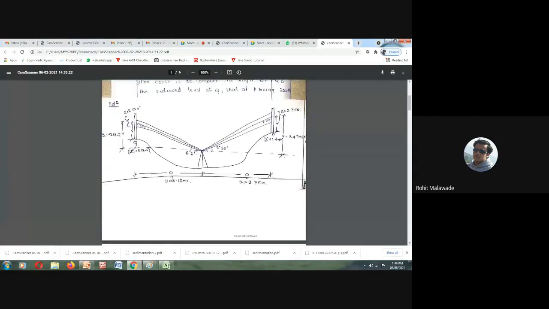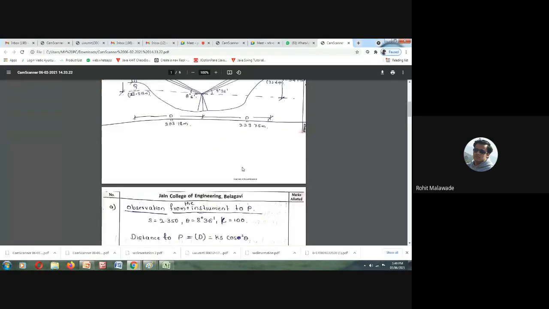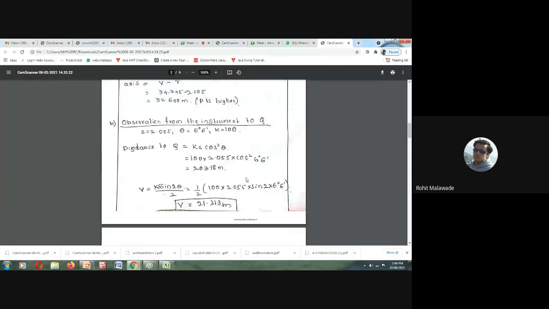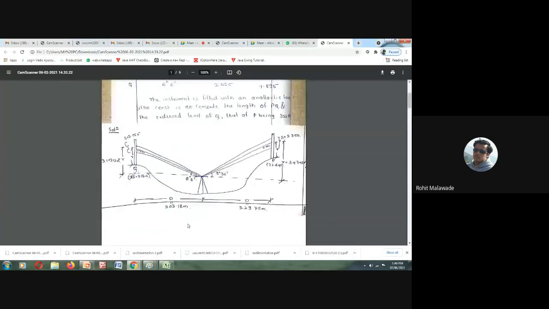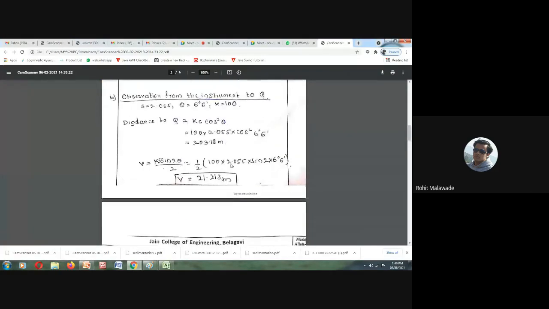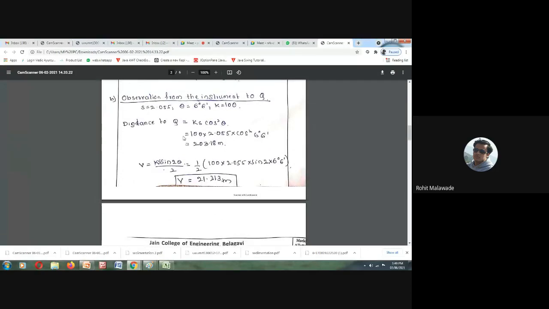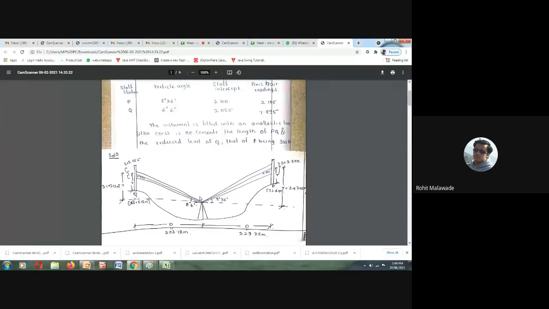So we have determined the height of P compared to the horizontal line of sight. Now we will see how we determine the distance PQ. So we have to determine this D. This is over; we need to look towards this particular point now.